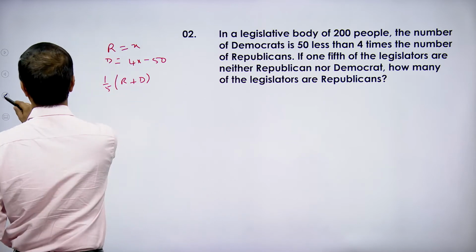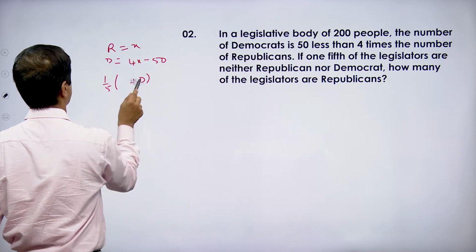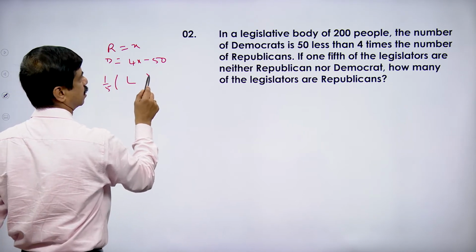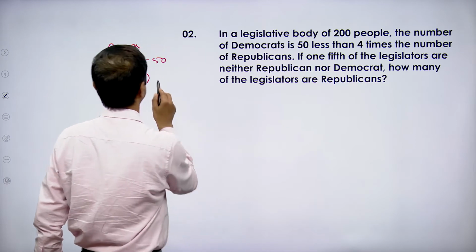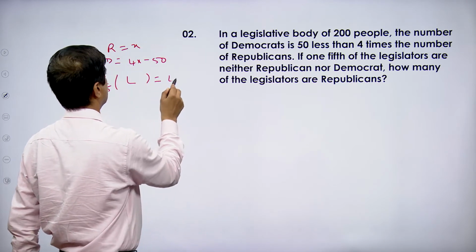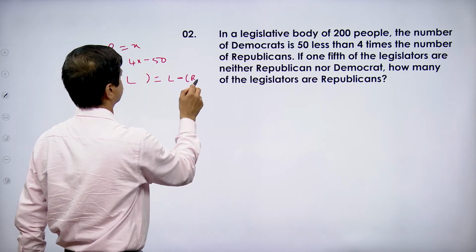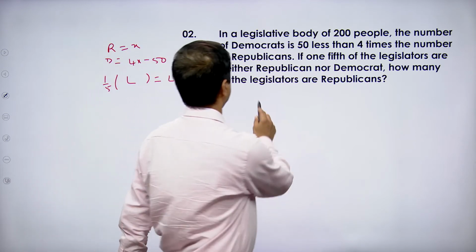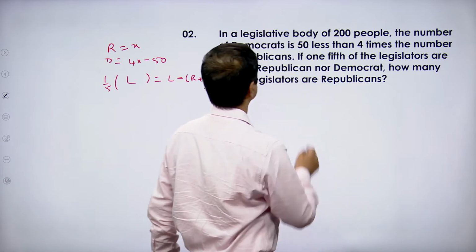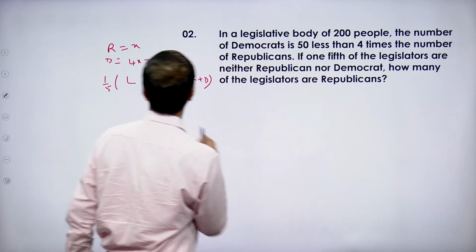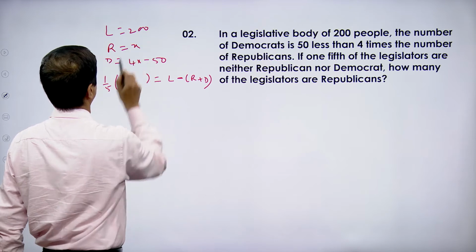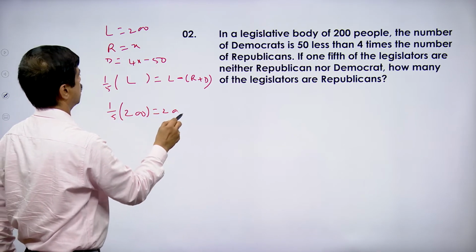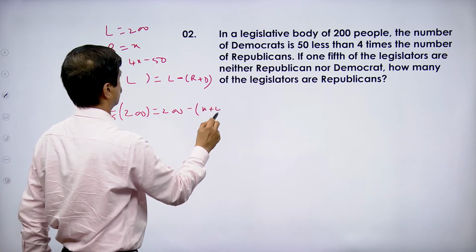So total legislators we call L. So neither is L minus (R plus D). How many of the legislators are Republicans? The legislative body consists of 200 people, means L is 200. So 1/5 of legislators is 200, equal to 200 minus (x plus 4x minus 50).